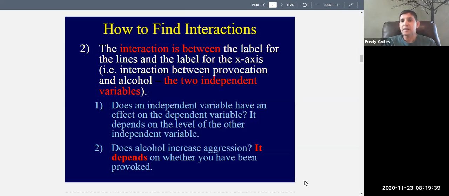So you can ask, does an independent variable have an effect on the dependent variable? Like, does alcohol have an effect on aggression? Or does provocation have an effect on aggression? If the answer is it depends, that means that it depends on the level of the other independent variable. So let me explain this in terms of our example. We can ask the question, does alcohol increase aggression? If your answer is it depends, sometimes it does, sometimes it doesn't, that means there's an interaction. So does alcohol increase aggression? It depends on whether you've been provoked. That means there's an interaction.